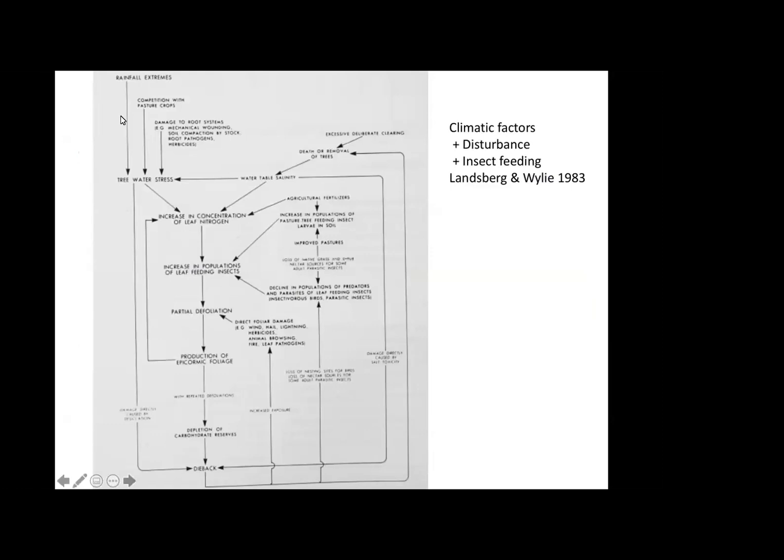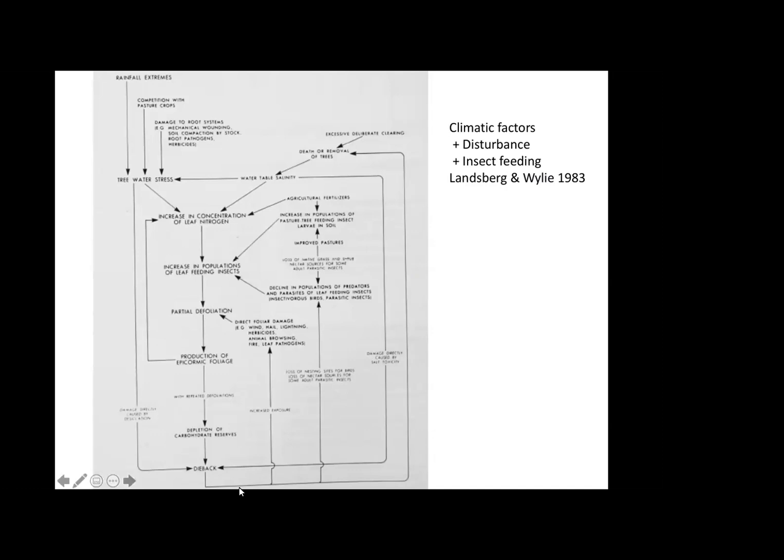So there's a climatic factor, but there's also a lot of interactions with disturbance, so competition with pasture crops, for example, improvement of pastures, and then there's an interaction with the insects. So what they were seeing was a large increase in populations of leaf-feeding insects, and that kind of gradually put the nail in the coffin for those trees.